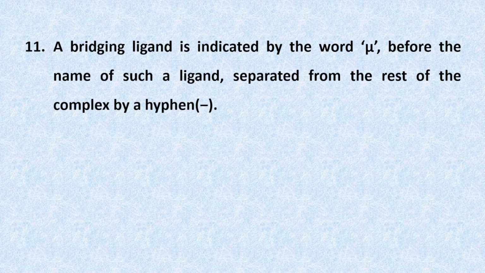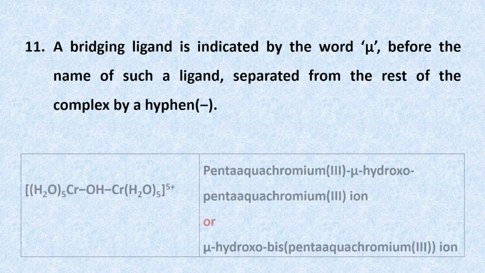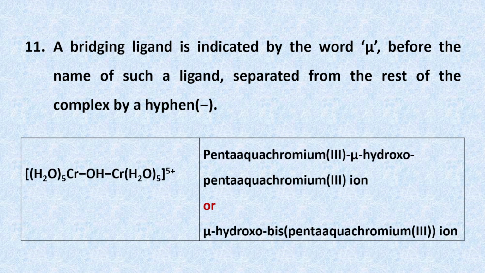Number 11. A prefix mu is used while naming a bridging ligand, and such ligands are separated from the rest of the complex by using a hyphen. In this complex, hydroxide is a bridging ligand, so its IUPAC nomenclature is pentaaquachromium(3)-mu-hydroxo-pentaaquachromium(3) iron.